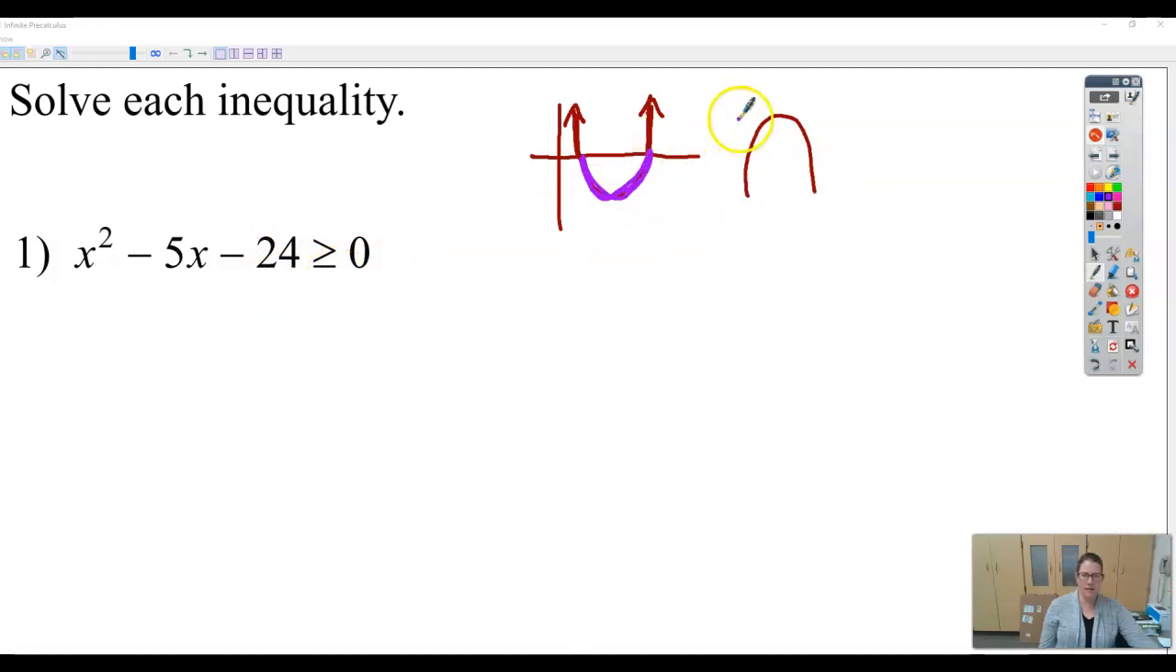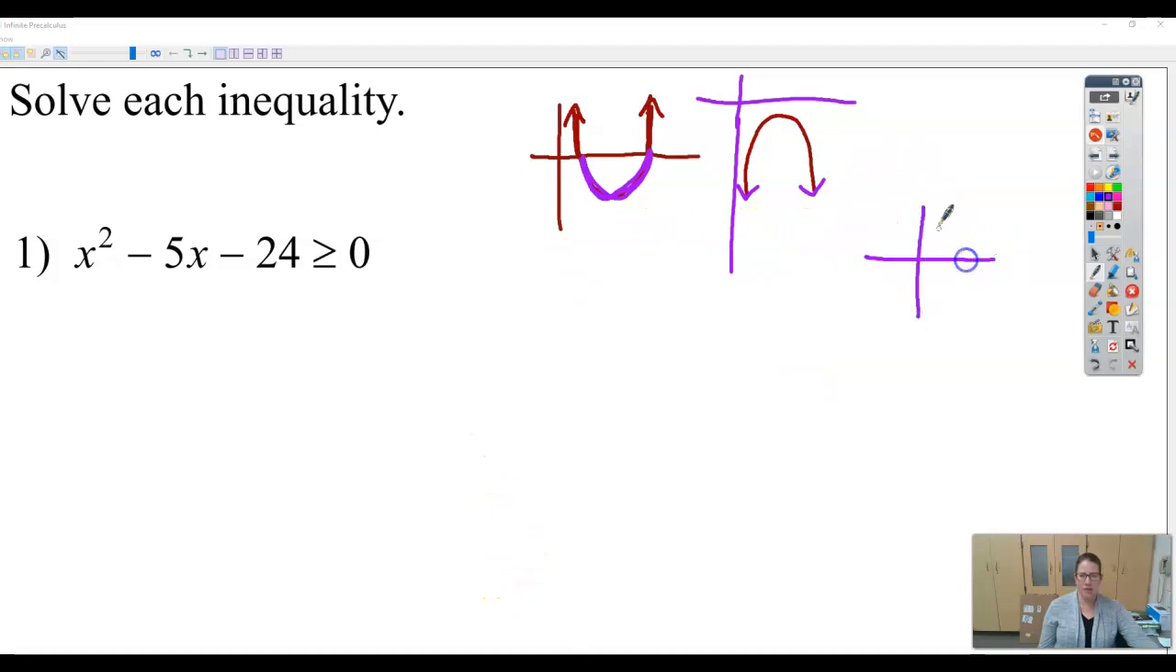So I guess if it were turned upside down and it's all below, and it said greater than 0, it would not have a solution, right? But if it said less than 0, it would be all of it. The entire function would be. So it would just be negative infinity to infinity.